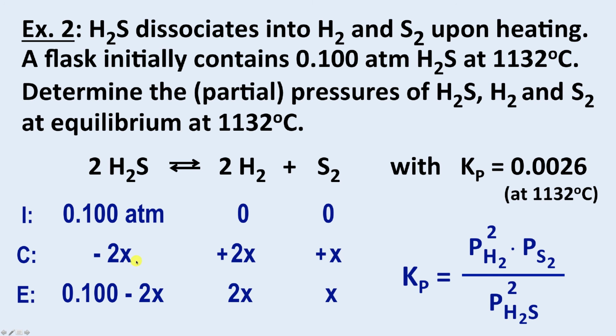Well, remember that we know the equilibrium constant expression. K sub P is the pressures of the products or substances on the right-hand side raised to the appropriate exponents, divided by the pressures of the reactants or the substances on the left-hand side raised to their appropriate exponents. So K sub P is pressure of H2 squared times pressure of S2 over pressure of H2S.